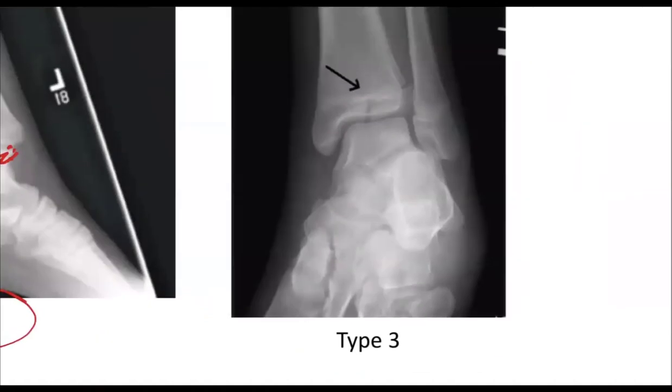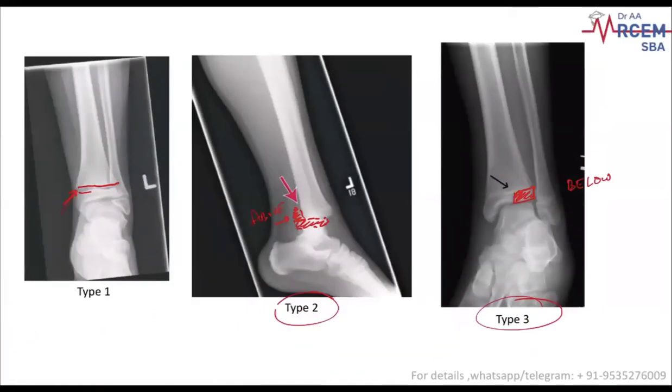What about this one? Only the epiphyseal fracture end is present. So it is below. Below is nothing but type 3. So you should be able to pick up on an X-ray, as well as you need to be aware of the wordings. Both are very important for the exam.